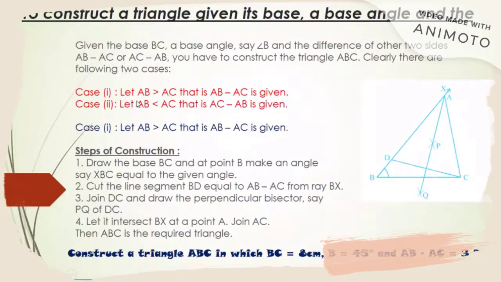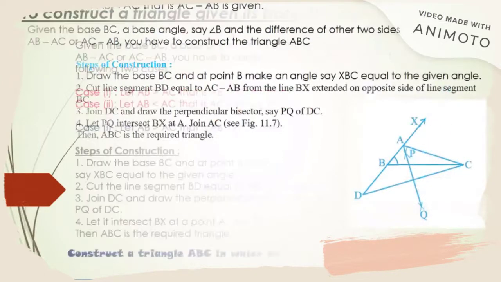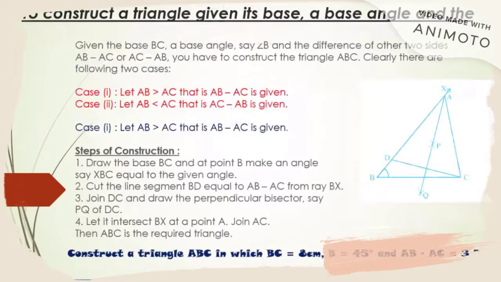Right. So based on these two, we have divided the construction into two categories, right? So one case we will say whenever AB is greater than AC, and the second case is whenever we will say AB is less than AC. Two cases are there. We will discuss both the cases. The basic mechanism will be same, but simply one step will be changed in both the cases. So before proceeding to the construction, I will discuss the step of construction of both the cases, so you can understand the difference between these.